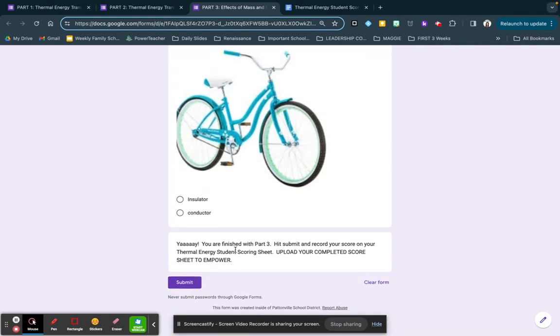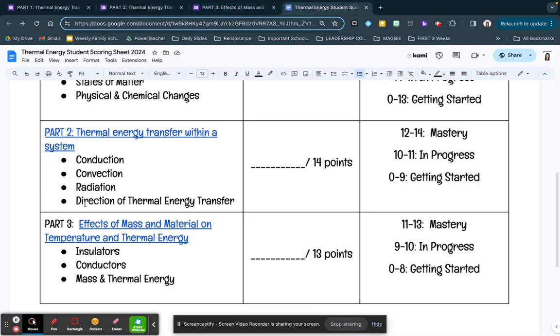And you are finished with part 3. Congratulations. You are completely finished with your testing over thermal energy. Hit your submit button, and you guys are going to record your overall score out of 13 points. That will tell you if you are in mastery, in progress, or getting started range. This is the important part here, okay?